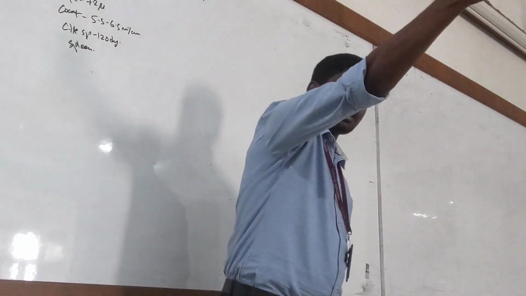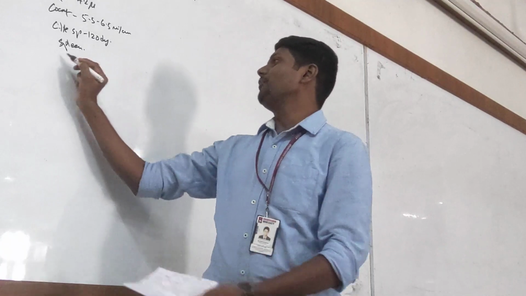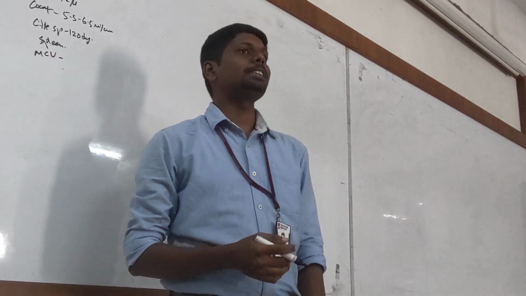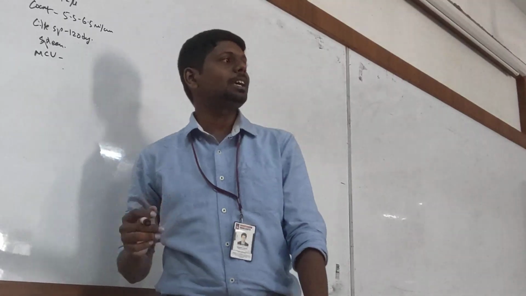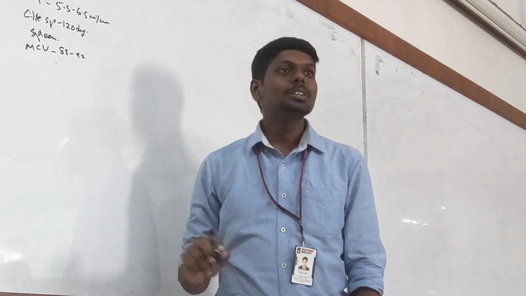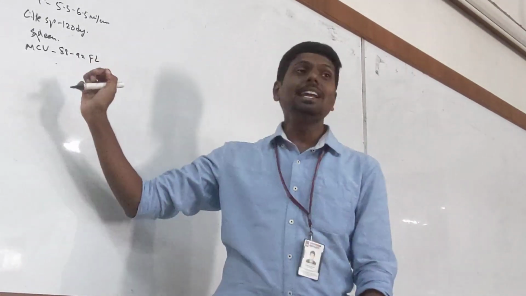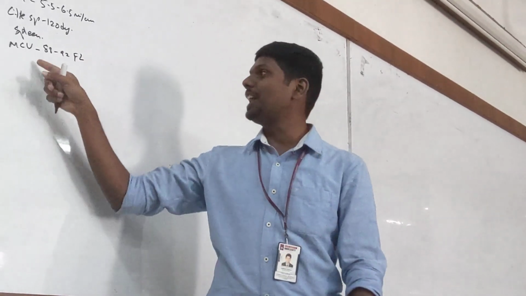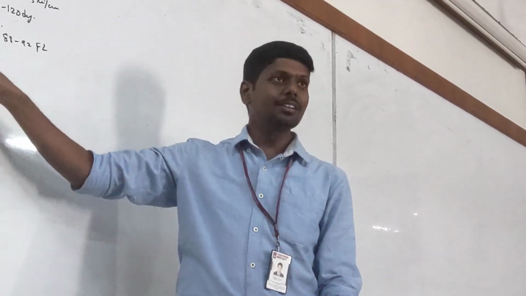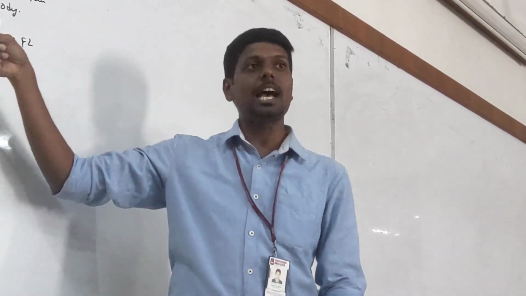Everyone clap for Keshav. MCV. MCV will give the volume of the RBC. What is the normal volume of RBC? 88 to 92 femtoliters. I clearly said average volume. I didn't say the specific cell volume. So this is average volume, mean corpuscular volume. Mean means average.